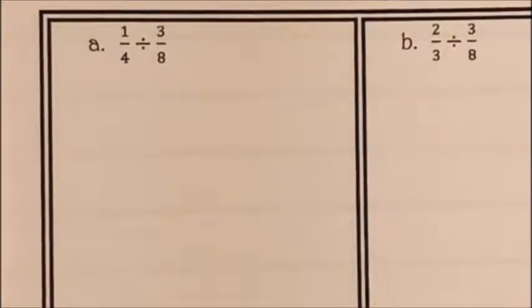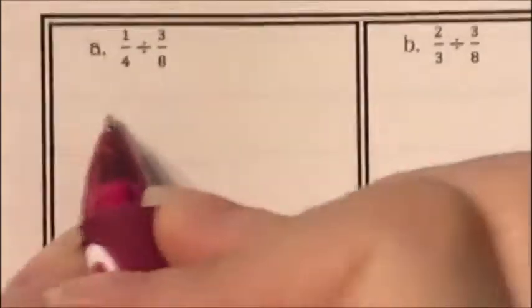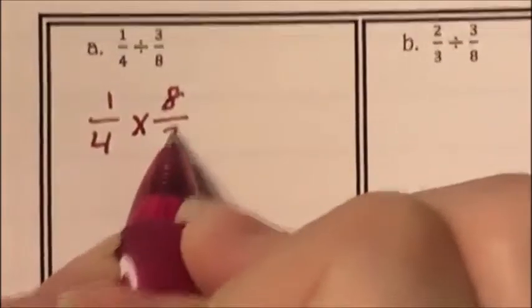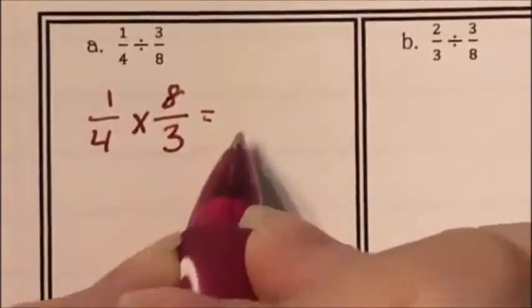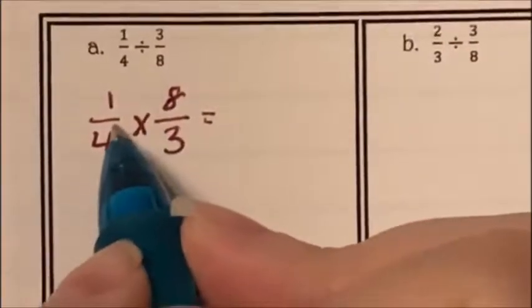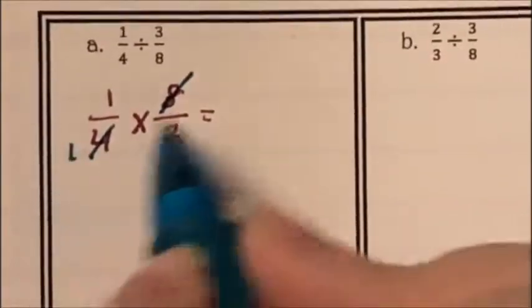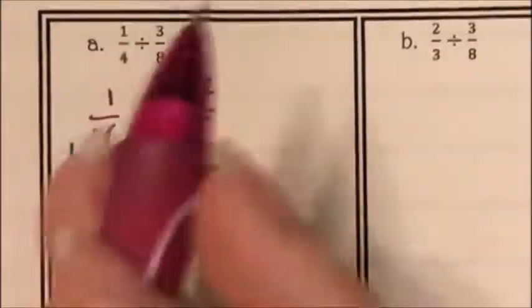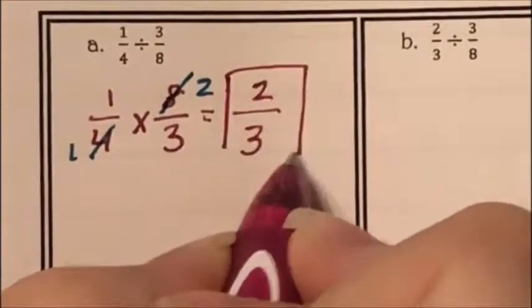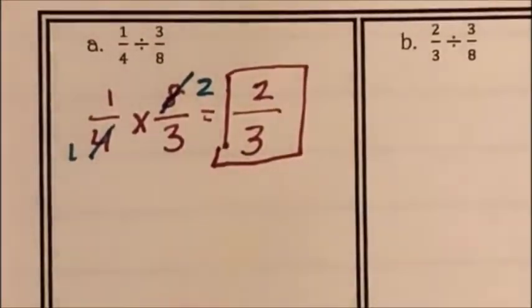I have A, 1/4 divided by 3/8. I'm going to keep my first, change my sign, flip my second, multiply across. But I can also recognize that I can simplify. 4 and 8, so this becomes 1 and 2. 1 times 2 is 2. 1 times 3 is 3, so I get 2/3.